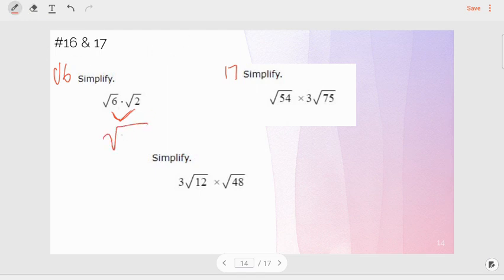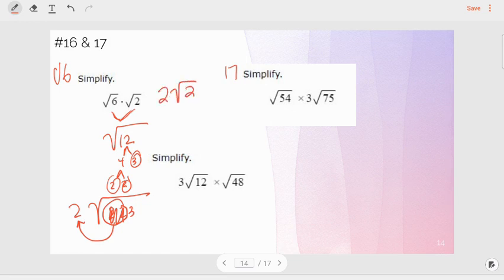So 6 times 2 is 12. And I do need to simplify that. 12 simplifies into 4 and 3. 4 simplifies into 2 and 2. When I rewrite them, I've got 2, 2, and 3 to bring into my radical sign. I circle my pair, I bring it out front, and I'm left with 2 radicals of 3 as my final answer. Now number 17 is going to look like one of these two problems.